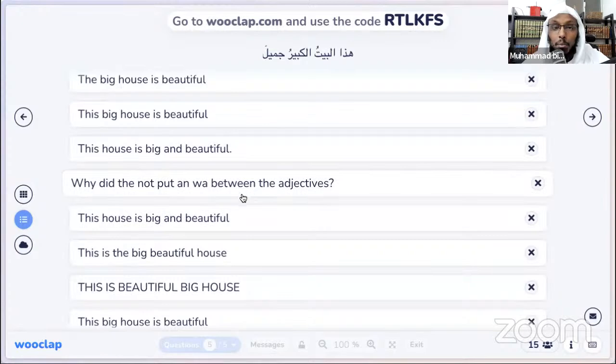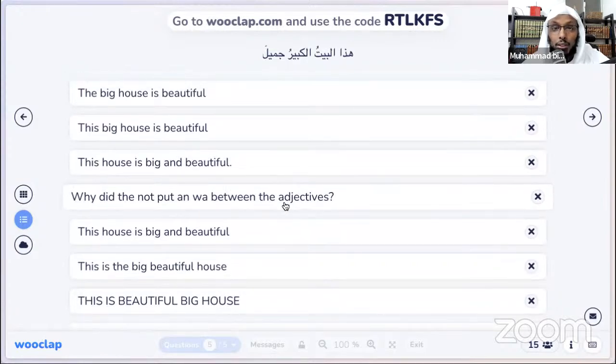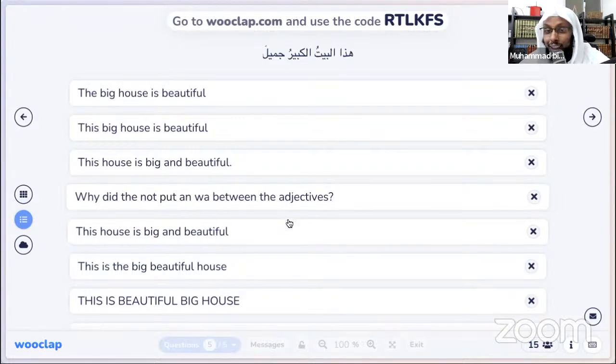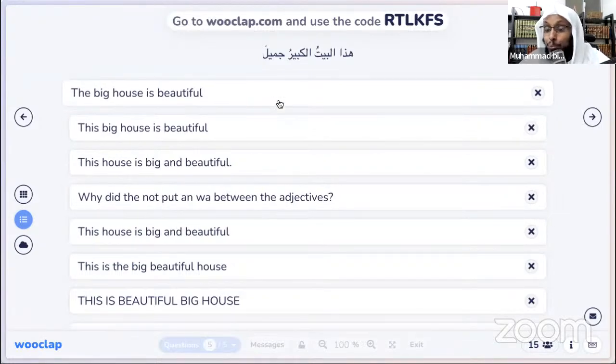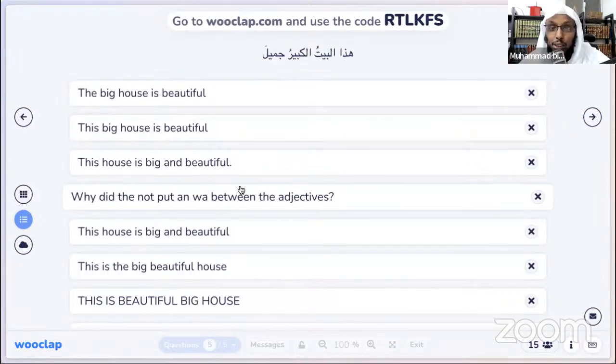Why did he not put "and" between the adjectives? Because that's the sentence. If I say هذا البيت الكبير وجميل, first it would be wrong grammatically, and it would give a different meaning. This is a perfectly fine sentence. There's nothing wrong with it. Grammatically, it's a correct sentence. But the question is, do you understand what it means?